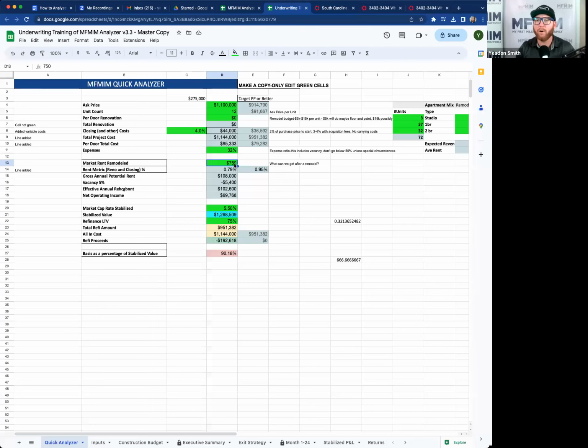All right. So this is how we work with the quick analyzer. So this property, 1.1, 12 units, 32% expense ratio. At $750, there's the potential that we could make money. We're not going to be able to refinance it, but we could sell it and make $140,000 potentially.